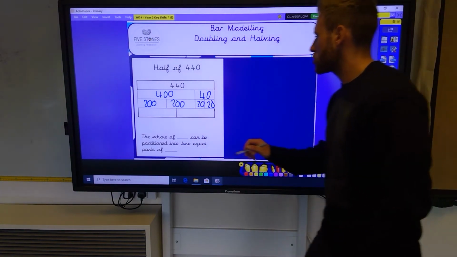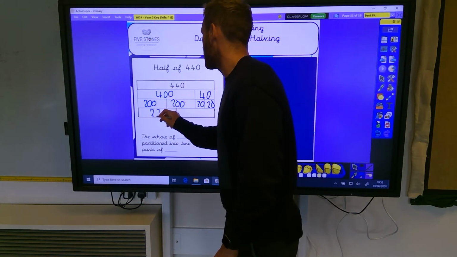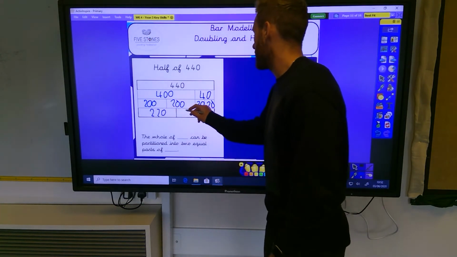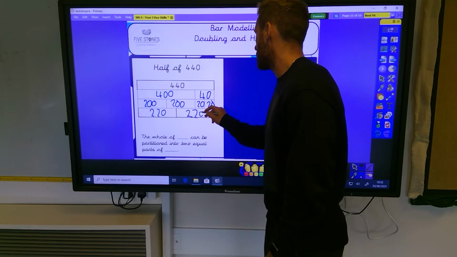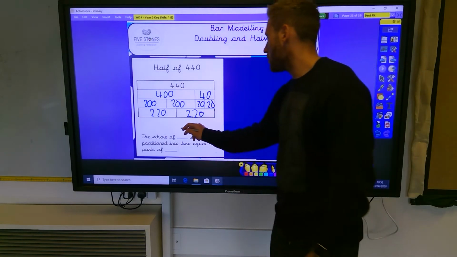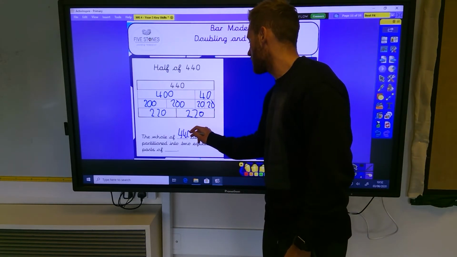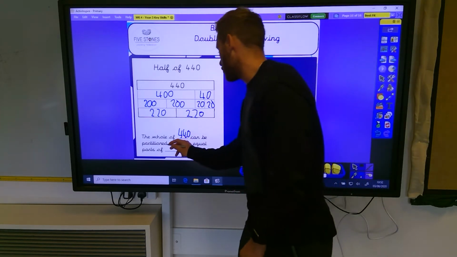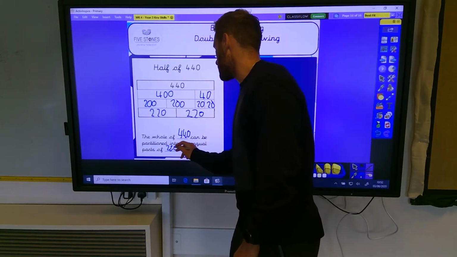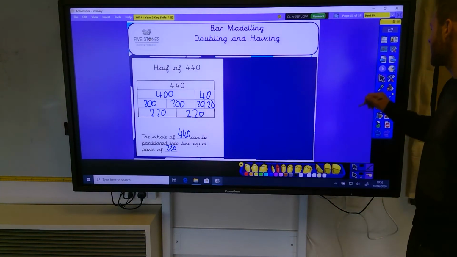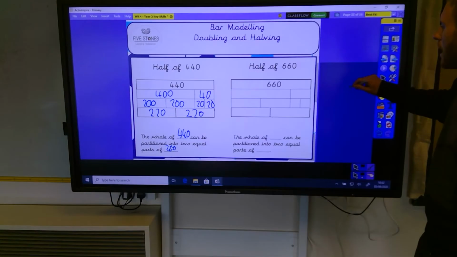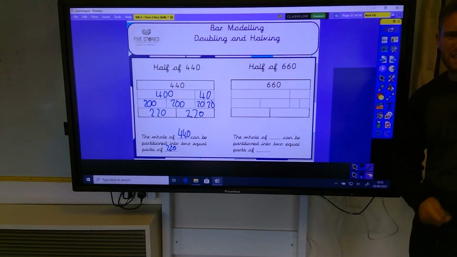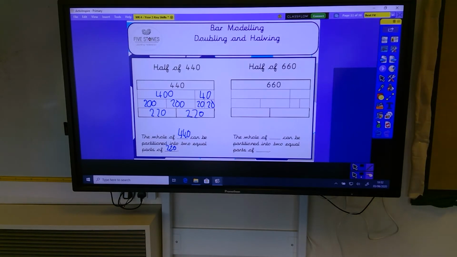Say it a bit louder. 200, yeah, so it's 2, 2, 0, fantastic. And then also 2, 2, 0. So the whole of 440 can be partitioned into 2 equal parts of 220. Brilliant. Now, can you halve 660? Very similar, off you go.